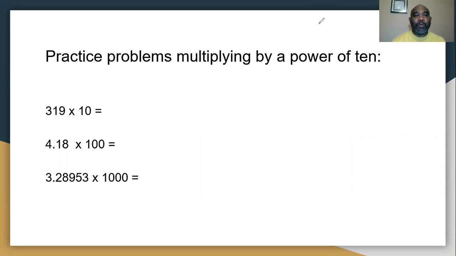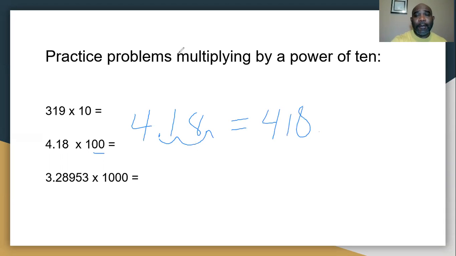All right. Now here we are. Let's work here. We have the number 4.18 times 100. 100 has 2 zeros in it. So we're just going to rewrite 4.18 and we're going to move our decimal 2 places over, giving us 418.0, or just 418. Hopefully you got that answer.